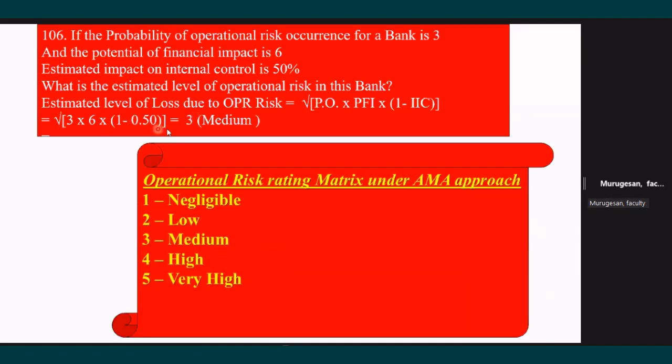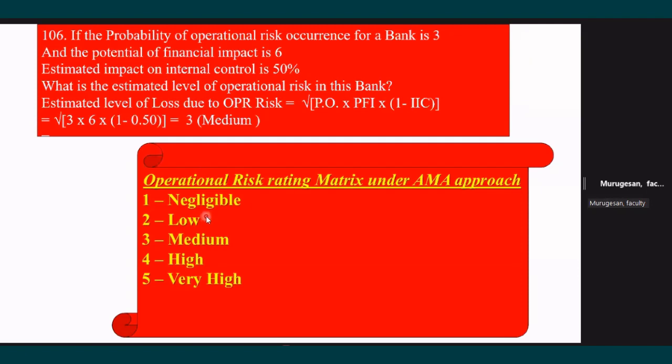So the rating matrix, if any bank's operation risk is 3, that means medium. Operation risk grade 1 means negligible. But if the square root of this is 4 instead of 3, it means high. This you have to remember. This they will give, or sometimes you have to remember.